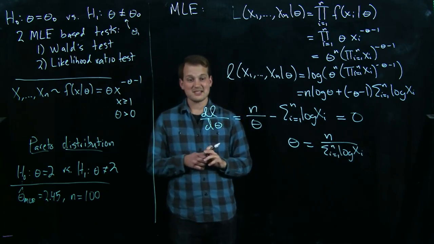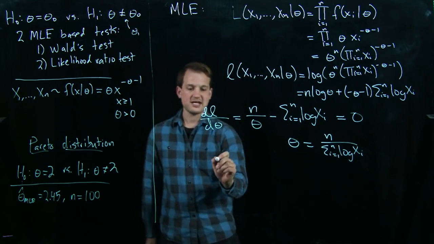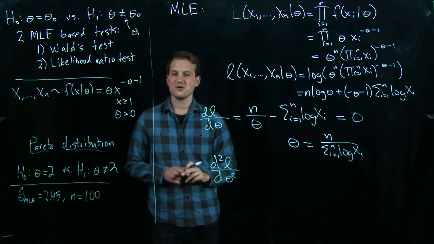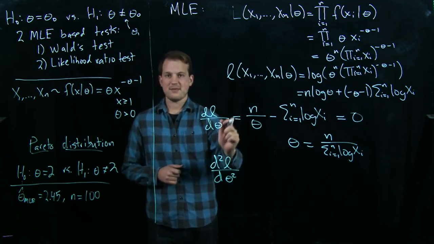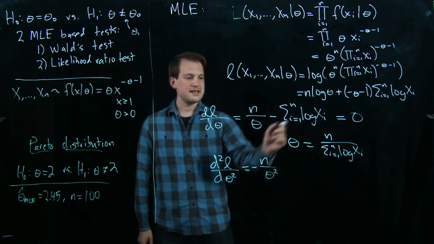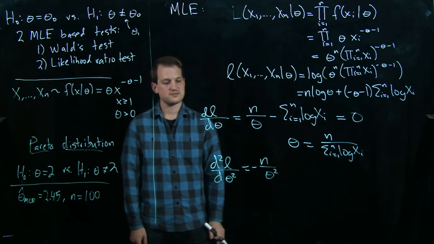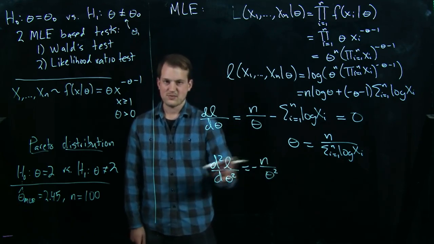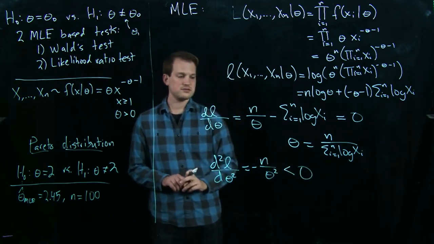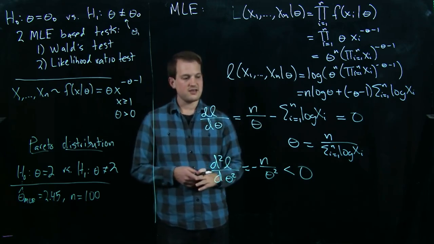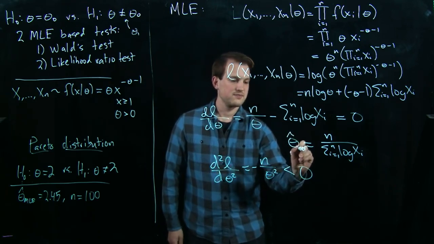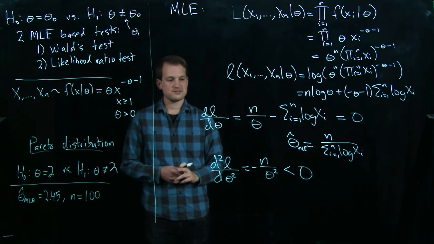Now to actually check that it's a maximizer, right, you can take another derivative and check that the function is actually concave. So the second derivative of L with respect to theta, from this term we get a minus n over theta squared. And then this term doesn't depend on theta, so it just disappears. Now theta squared is always going to be positive. N is just a positive integer, so this is of course always less than 0. Right? And this then tells us that the function is concave, and this is in fact a maximizer. So we're justified in writing theta hat MLE equals n over the sum of the logs.